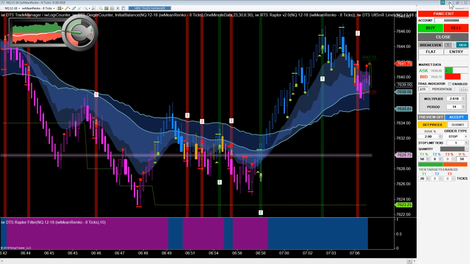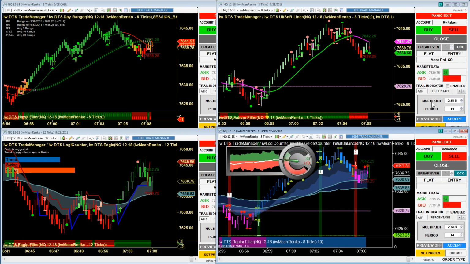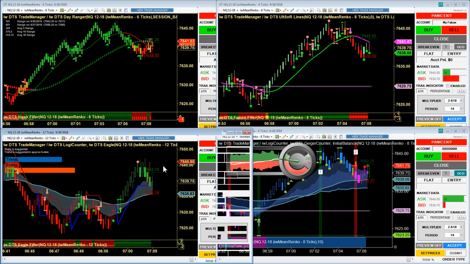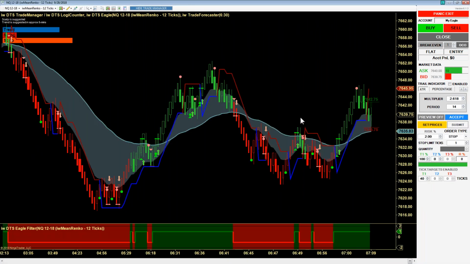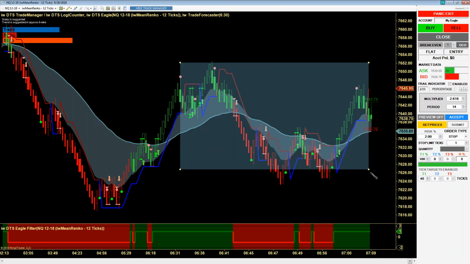Okay, well, we'll wait it out a little bit longer. The eagle here has gotten a little bit more bullish, as you can see, the band flipping over on the eagle. But here too, that sideways trading range just kind of shouting at you.